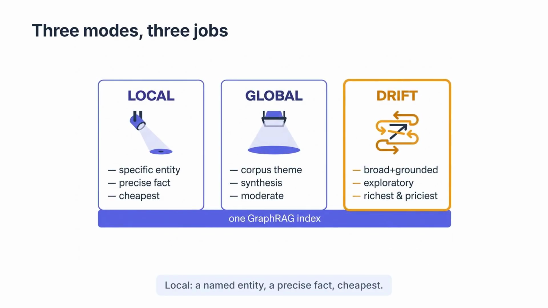Let's put all three on one shelf. Local: a named entity, a precise fact, cheapest. Global: a whole corpus theme, a synthesis, moderate cost. Drift: broad but grounded, exploratory, richest answer and priciest. Same index underneath, you're just choosing how aggressively to traverse it. The skill isn't running them, it's knowing which one the question wants.